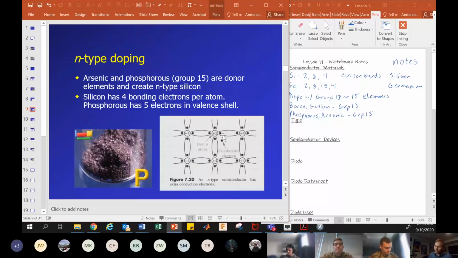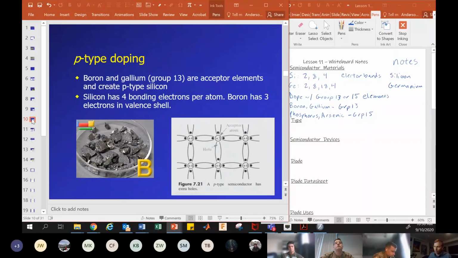Now, this doesn't have a net negative charge, because that arsenic electron has an extra proton in the nucleus to counterbalance that extra electron. But because it's physically separated from it, it is more free to jump around and move around in the material. Okay. Now, the other case would be doping with group 13, and we call this N-type doping. So let's add that to our notes here.